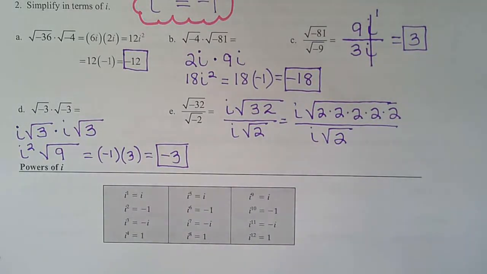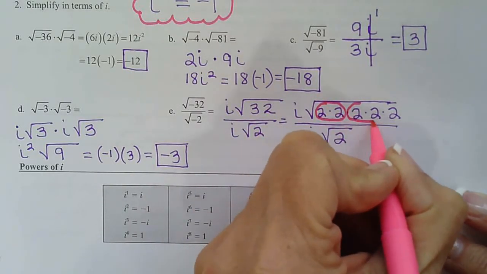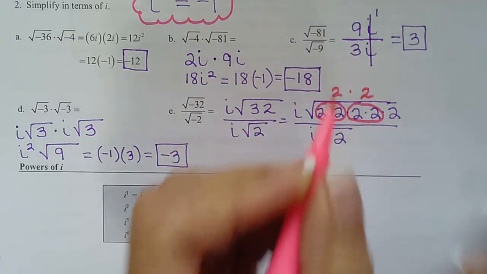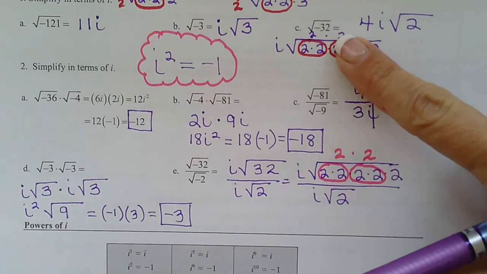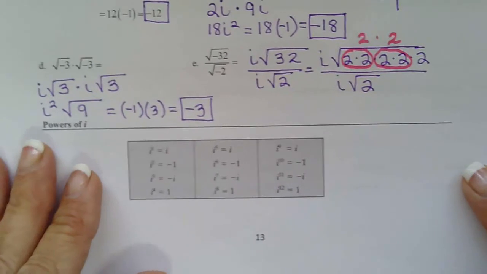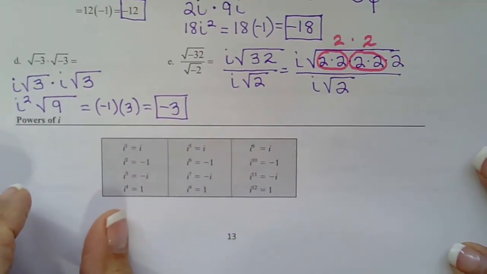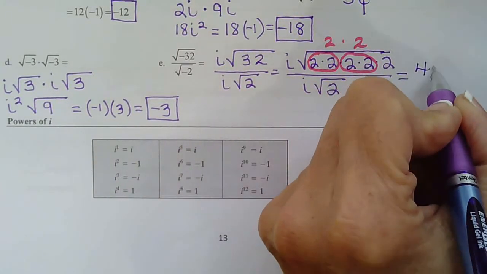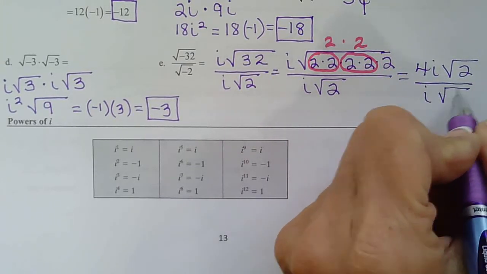So as we said earlier, this comes out as a 2. This comes out as a 2 because we're circling pairs. So this is 2 times 2. So as we showed in the example above, I think it was E or C up here, it's going to be 4i radical 2. I'm going to move the paper over a little bit so we don't go off camera. So 4i radical 2 over i radical 2.